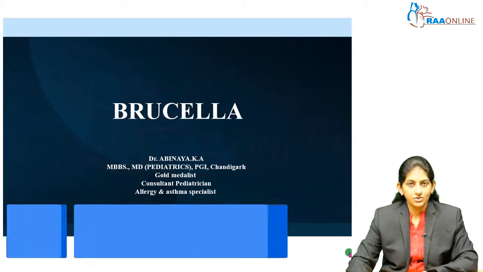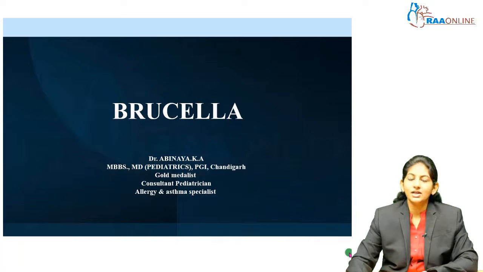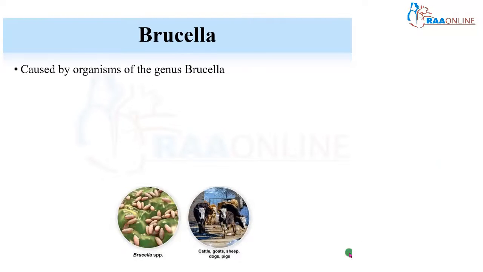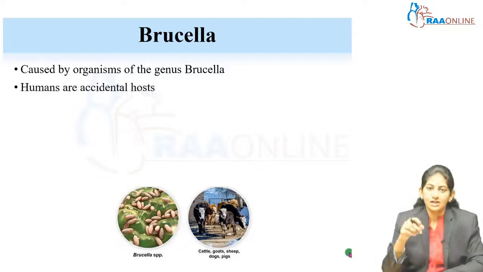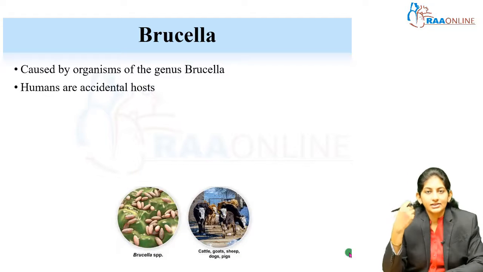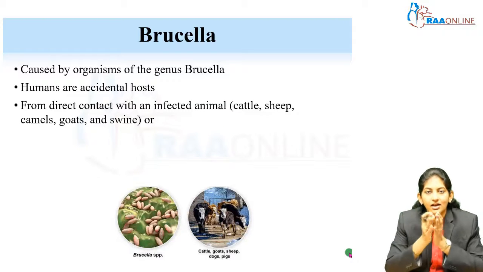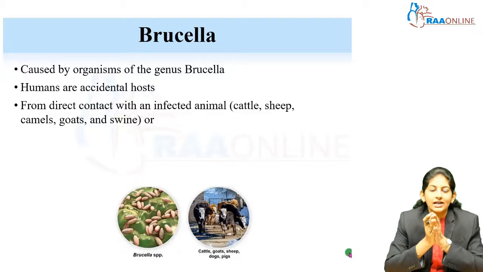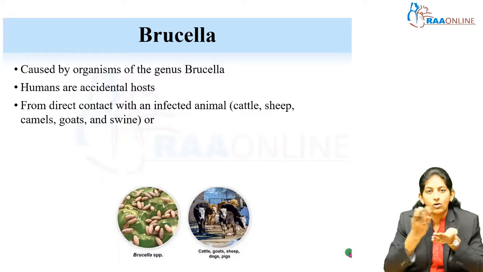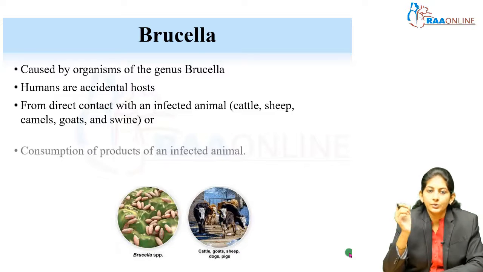So in the chapter discussion on infectious diseases, the next topic that we are going to discuss now is brucellosis. The disease is caused by organisms of the genus Brucella. Humans basically are the accidental host. The animals, especially the cattle, sheep, camels, etc., are the definitive hosts, and the direct contact of humans with these definitive hosts will result in human brucellosis.